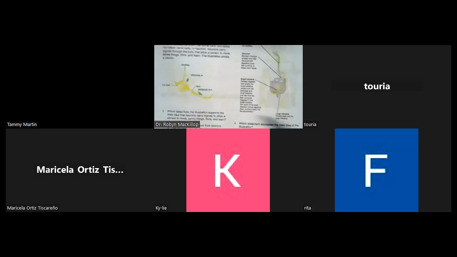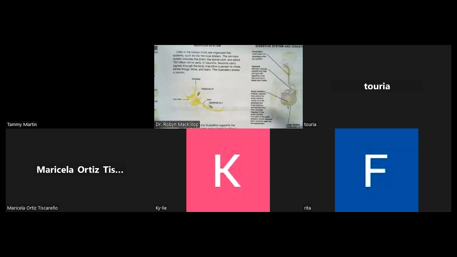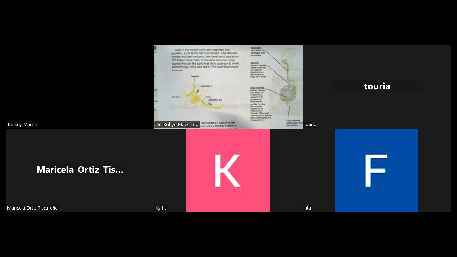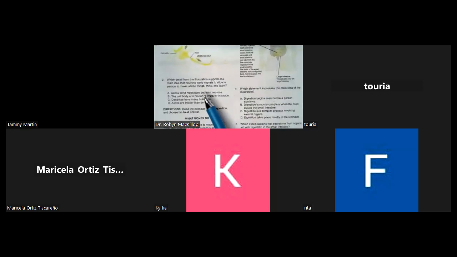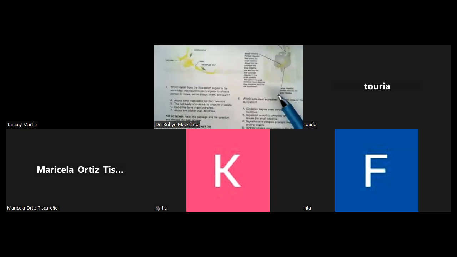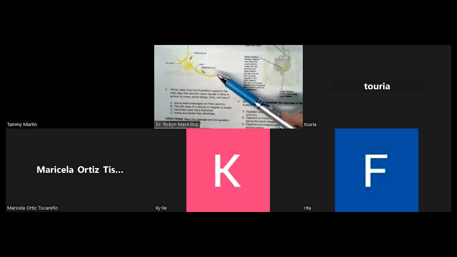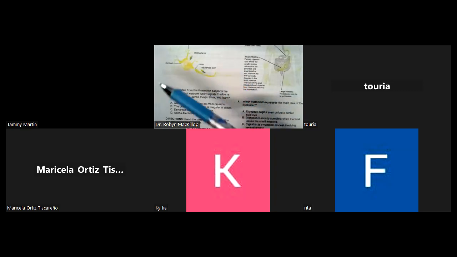All right, nervous system. And we've got the paragraph, we've got the image. We're going to see what they want us to do before we read anything. So what detail from the illustration supports the main idea that neurons carry signals to allow a person to move, sense things, think, and learn? We don't have to look at the reading. We only need to look at the picture. So if we look up here, neurons carry signals to allow people to do things, basically.